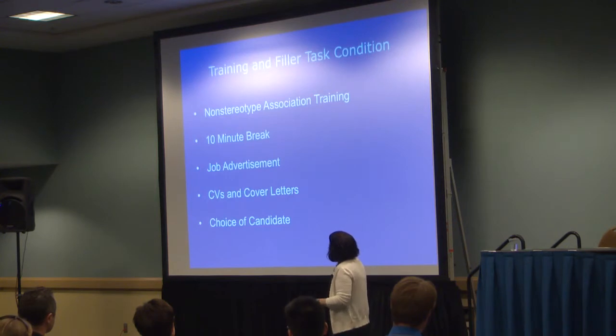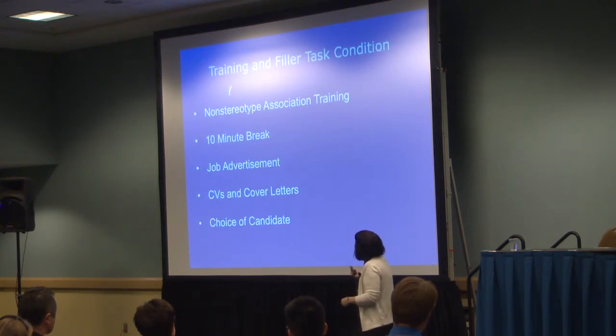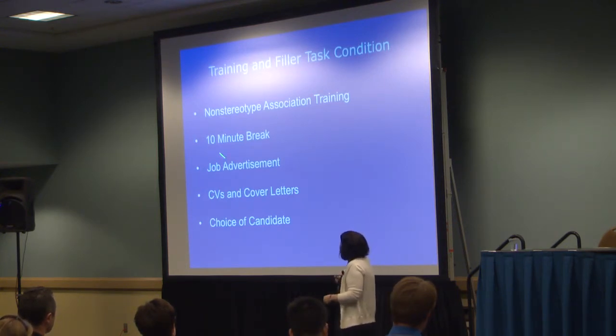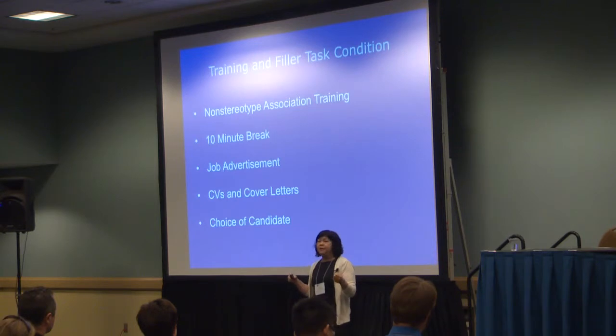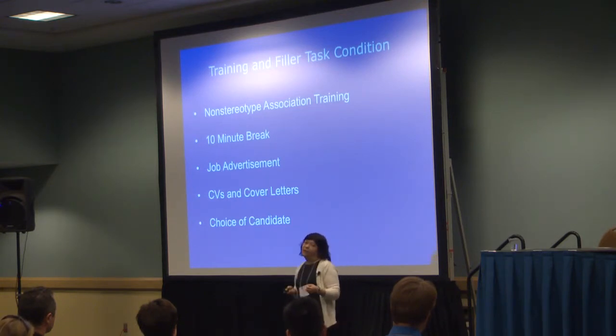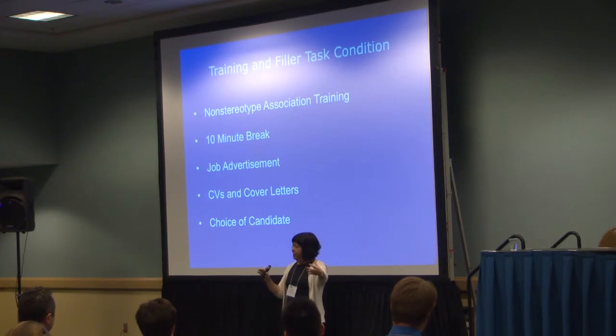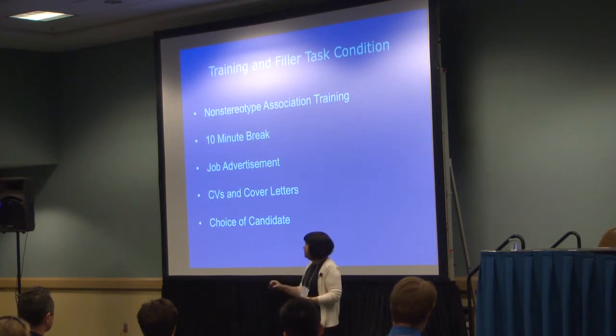So in the third condition, we brought participants in, we gave them non-stereotypic association training, and then we gave them a 10-minute break in which they completed a number of skill testing questions. And then they got the typical job advertisement task. We thought with this condition we were able to dissociate the training from the job application task, a different set of tasks. They wouldn't think the need for correction was so great, and so possibly they might not correct as much.